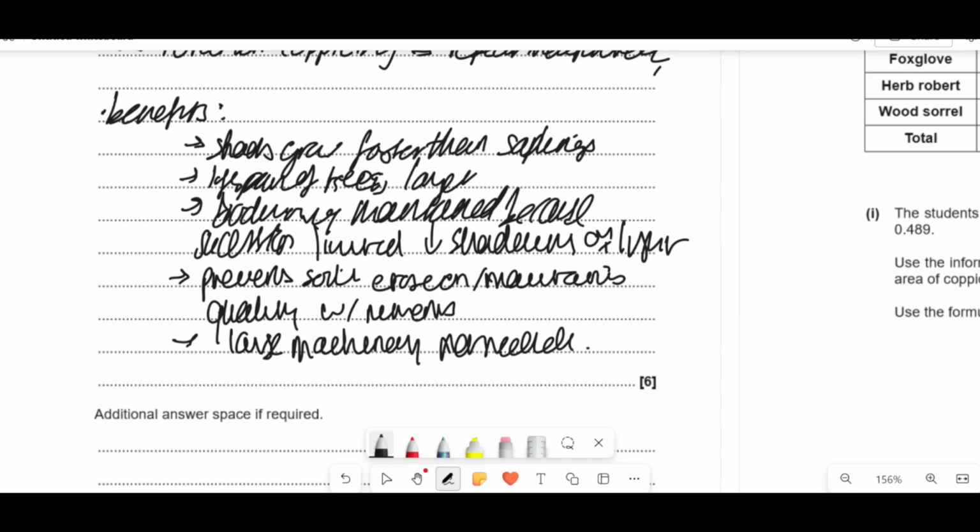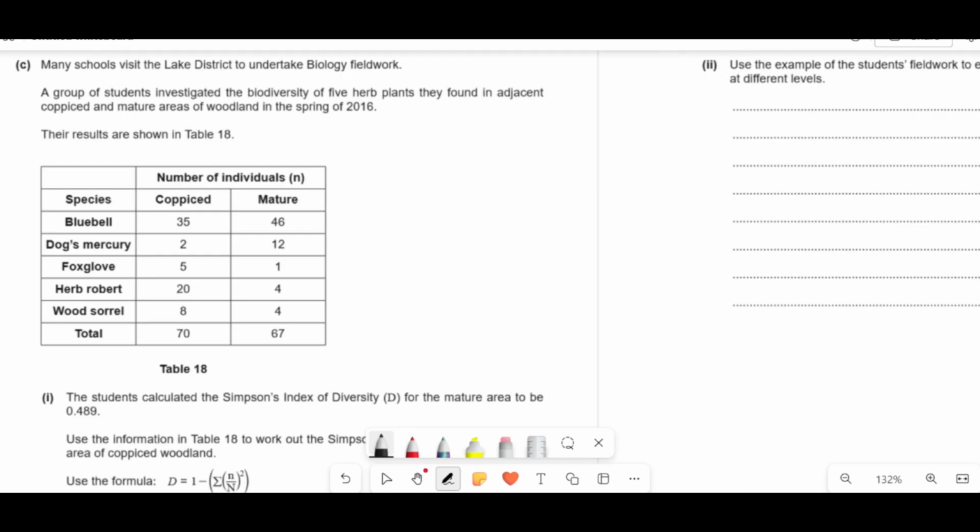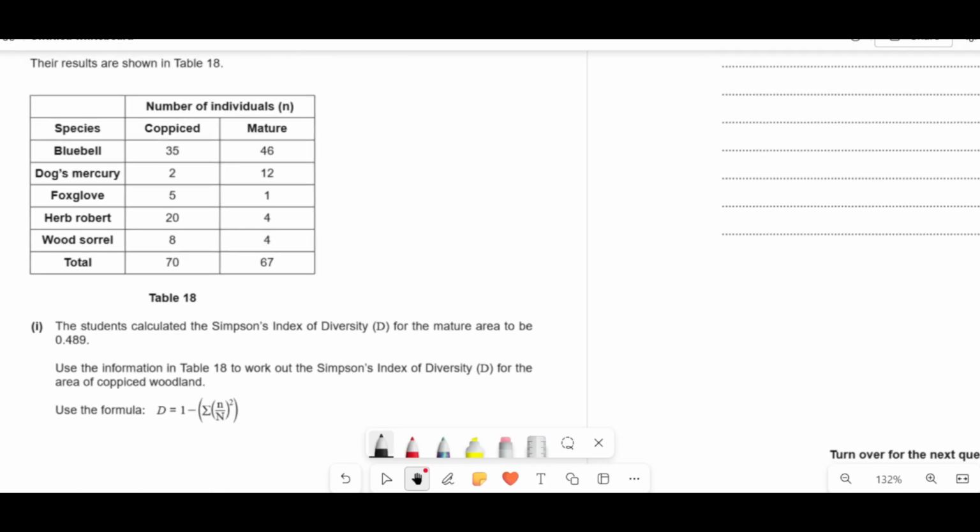to obliterate the environment. So many schools visit the Lake District to undertake biology fieldwork. A group of students investigate the biodiversity of 5 herb plants they found in adjacent coppice and mature areas of woodland, and the results are shown in Table 18. The students calculated the Simpson's index of diversity of the mature area to be this. Use the information in the table to work out the Simpson's index of diversity for the area of the coppice woodland.